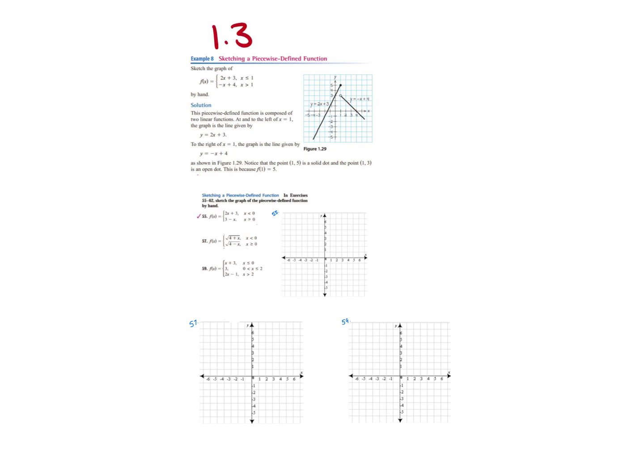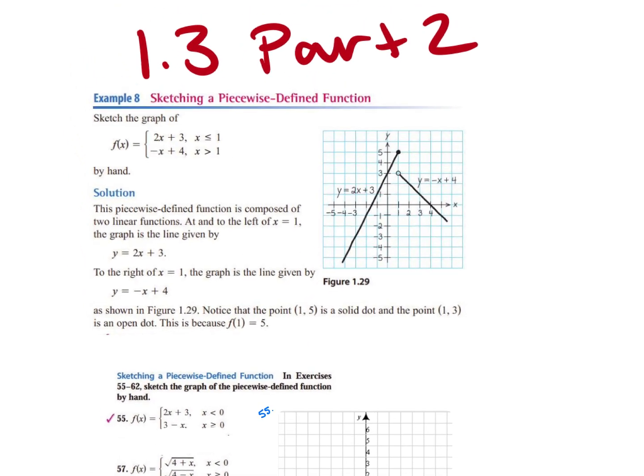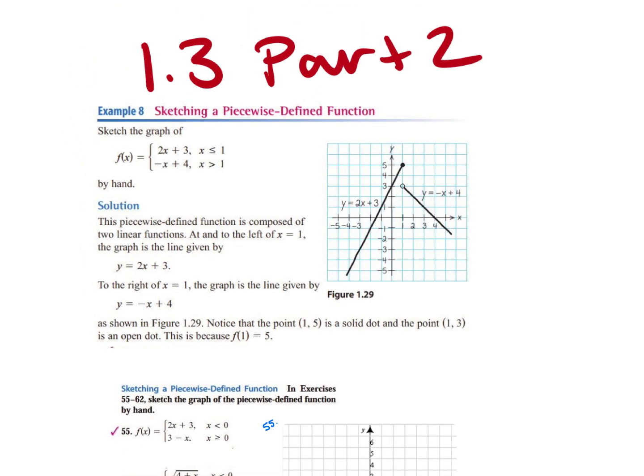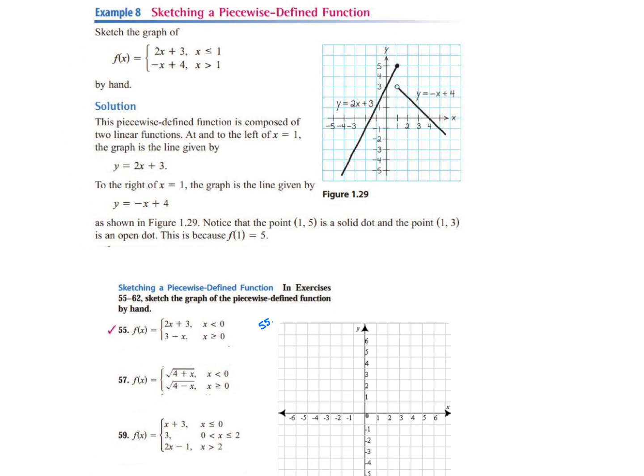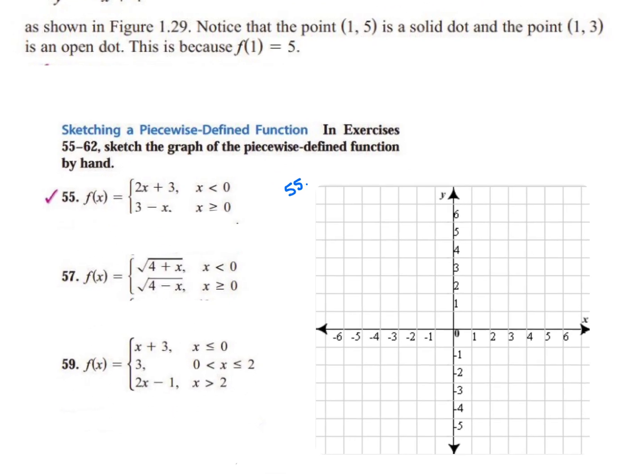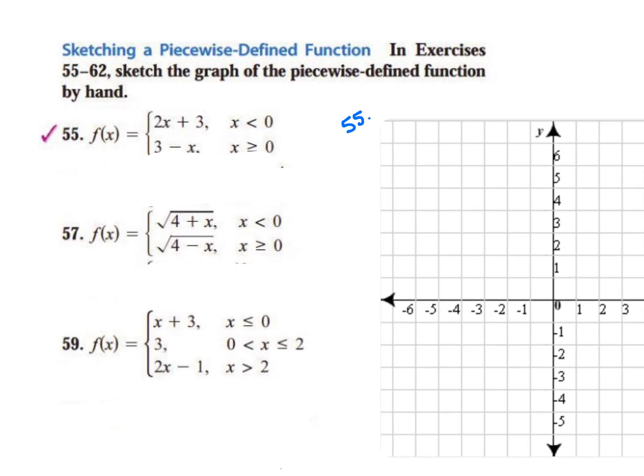This is 1.3 part 2. So we're going to be sketching a piecewise defined function. So we're going to be graphing piecewise functions. Piecewise functions are kind of similar to graphing lines or parabolas or whatever the function may be, but it's just pieces of it. So if we look at 55 on the bottom, here we have two pieces of our graph. So we're kind of graphing two things in one, but just pieces of each of them.